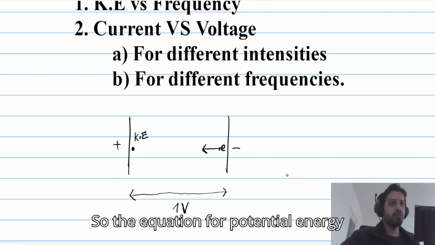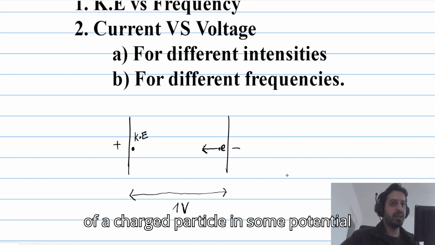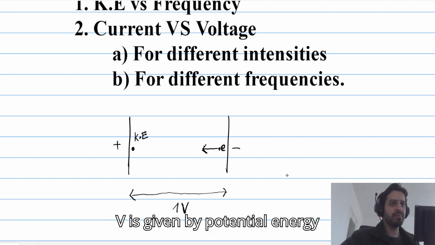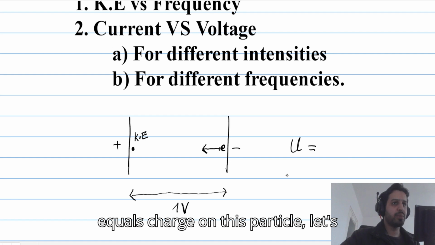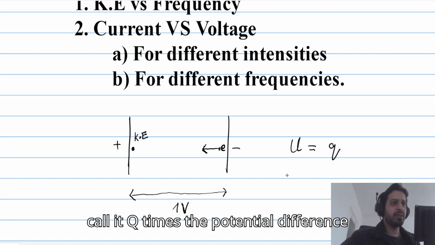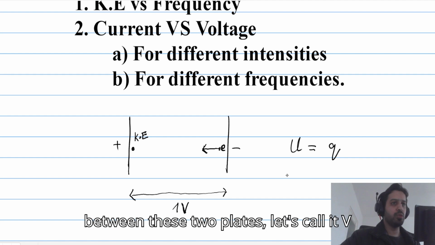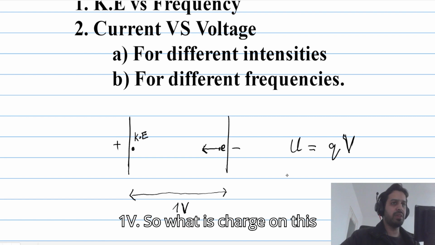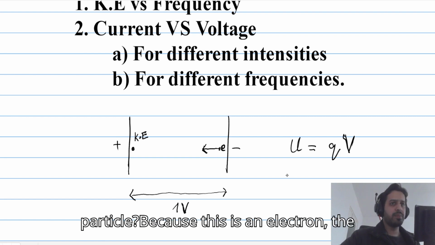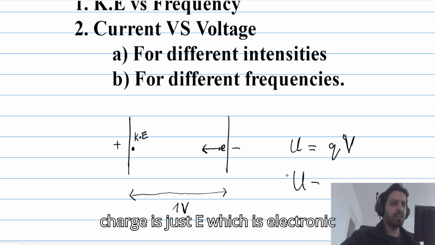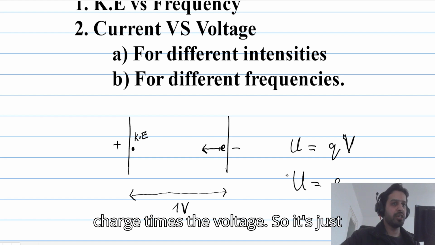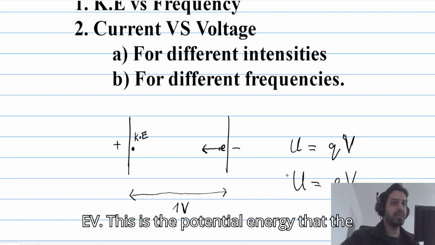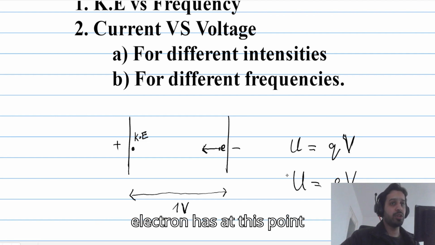So the equation for potential energy of a charged particle in some potential V is given by potential energy equals charge on this particle, let's call it Q, times the potential difference between these two plates. Let's call it V because it's just 1 volt, so it's just 1 V. So what is charge on this particle? Because this is an electron, the charge is just e, which is electronic charge, times the voltage. So it's just eV. This is the potential energy that the electron has at this point initially.